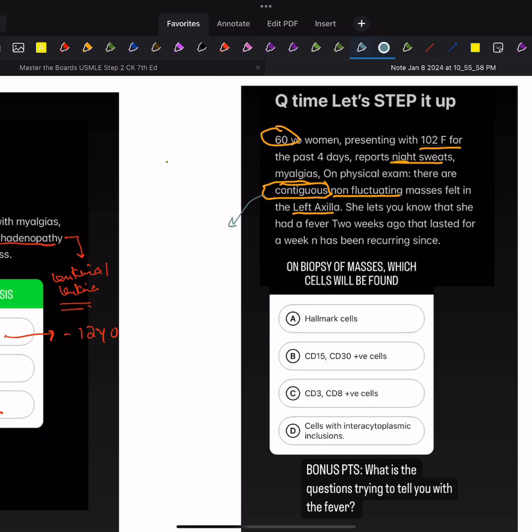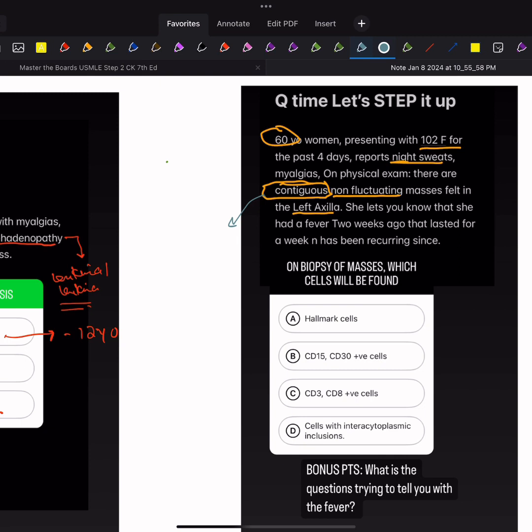Contiguous means one after another. So in the left axilla, that could mean that there's anterior, there's apical, and then going all the way up there's cervical, that type of stuff. So like one after another.